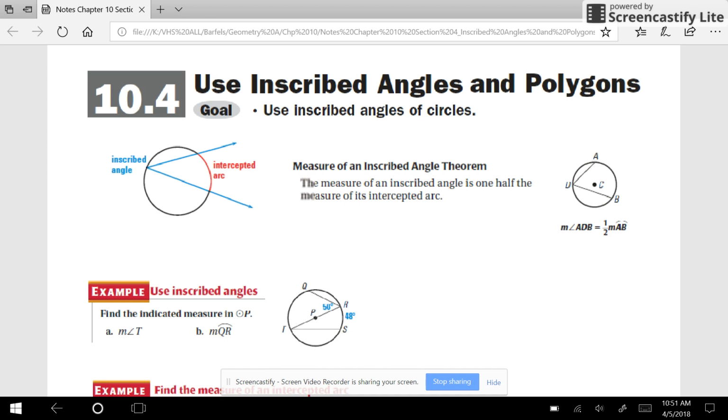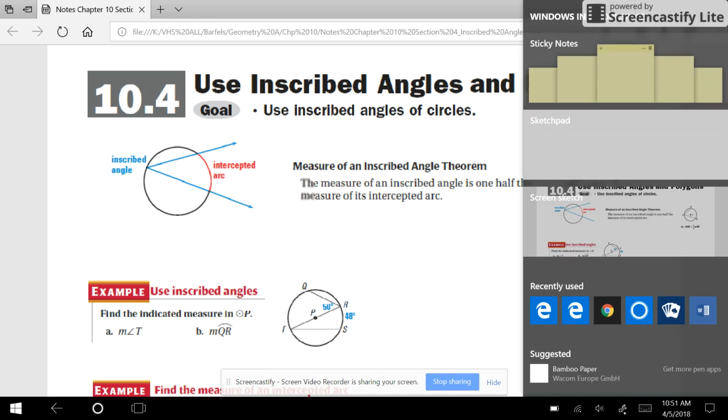Talk about inscribed angles and polygons. Before we get into that, let me remind you of something that we've covered previously.